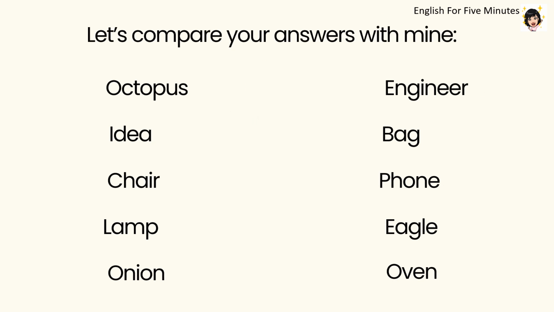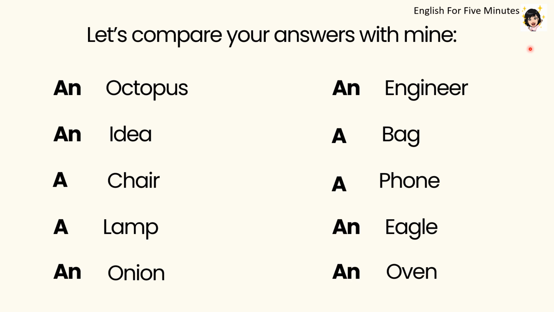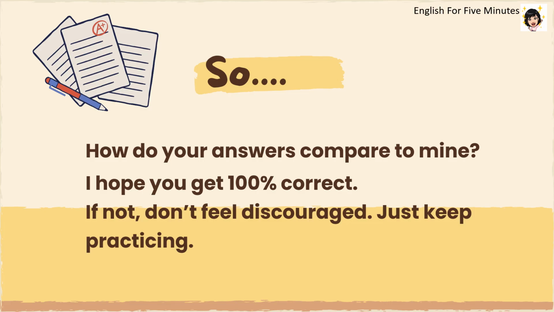Okay, now let's compare your answers with mine. An octopus, an idea, a chair, a lamp, an onion, an engineer, a bag, a phone, an eagle, an oven. So how do your answers compare to mine? I hope you get 100% correct. If not, don't feel discouraged. Just keep practicing.